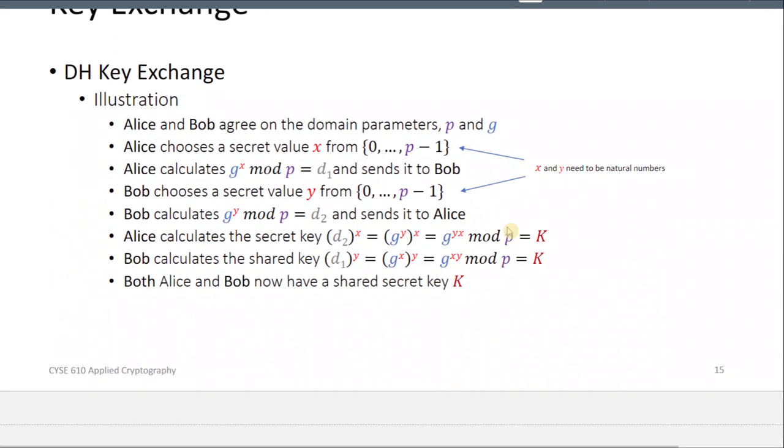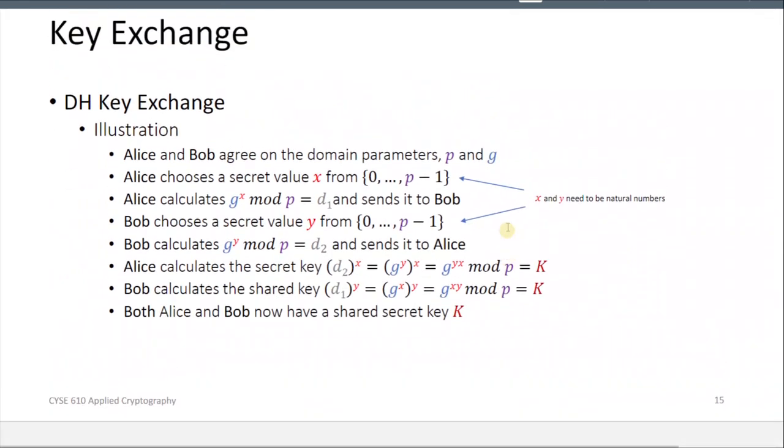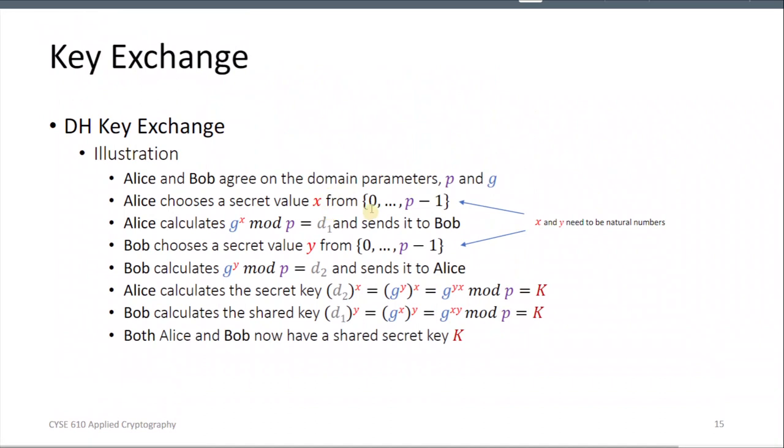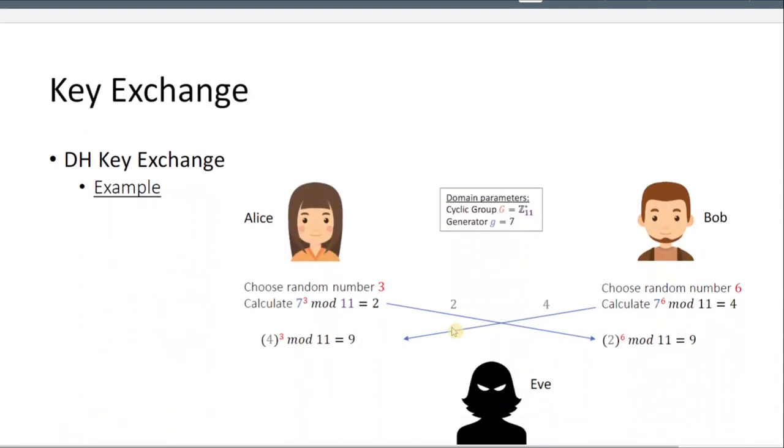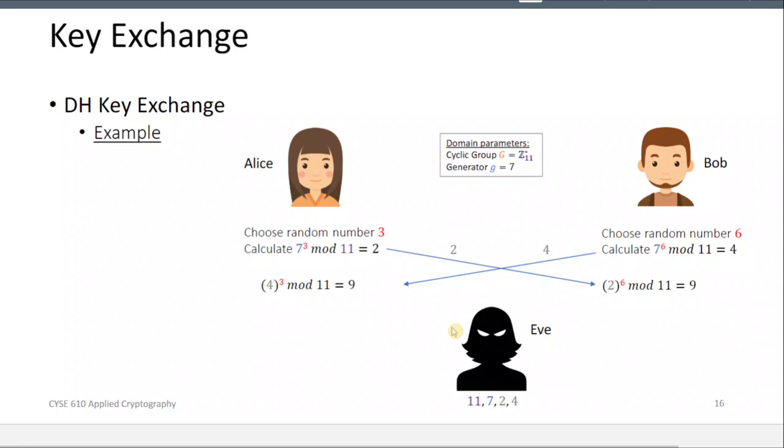Okay, it's more clear with numbers, actually. So this is just telling you the steps. x should be some value from 0 to p minus 1, which is inside of the group. And she calculates it, and then she sends d1, and okay, this is just the steps. I don't want to go through it again.